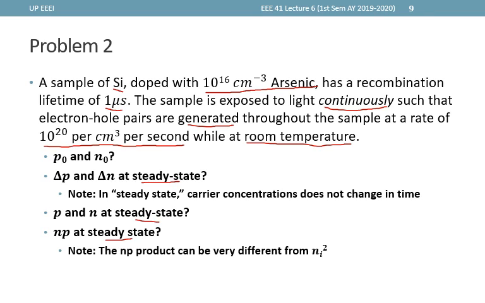Note that the NP product can be very different from Ni squared, since NP is equal to Ni squared only when the material is in thermal equilibrium. And for this problem, extra electron hole pairs are generated due to light, and therefore the material is not in thermal equilibrium. Note also that for the first question, there is no "at steady state" phrase because P naught and N naught are already defined for thermal equilibrium, which is at steady state.